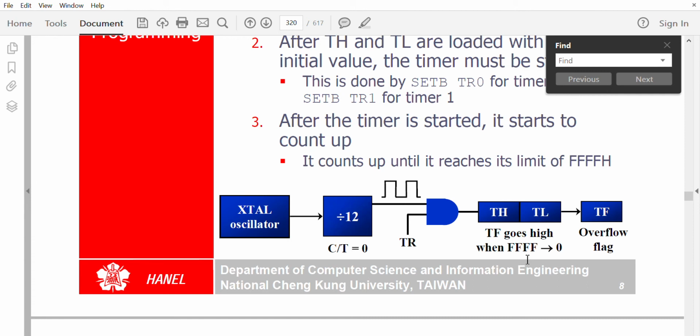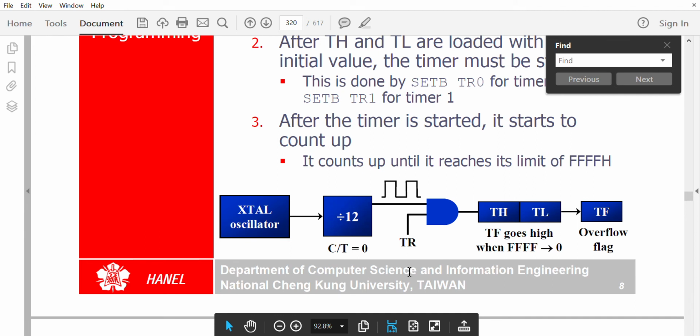So from whatever value was initially loaded into the timer, that 16-bit value, TL and TH, from there it will start to count. That is why we initially load a particular value into the timer. So first the timer is loaded with the value, then we give set bit TR0 or TR1, depending on whichever timer you are using. Then it will start to count up. So count up from the initial value.